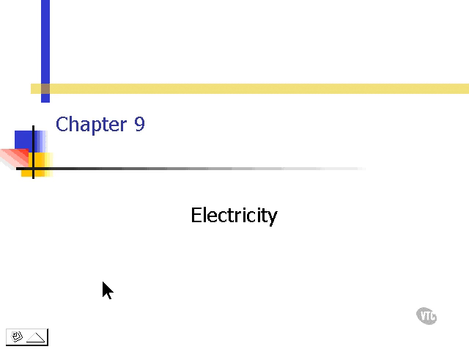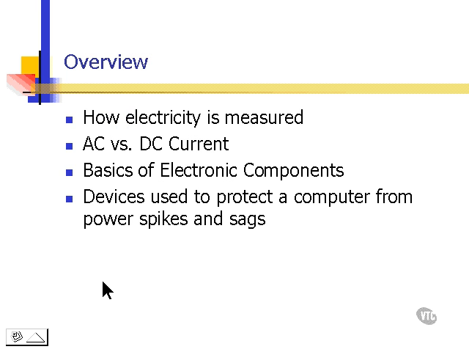Since computers run on electricity, we can understand computers much better if we understand the basics of electricity. So let's look at an overview of what we're going to cover. First, we're going to talk about what electricity is and how it's measured. Then we'll talk about AC current versus DC current. Then we'll discuss the basics of electronic components. And finally, we'll look at some devices that are used to protect a computer from power spikes and sags.